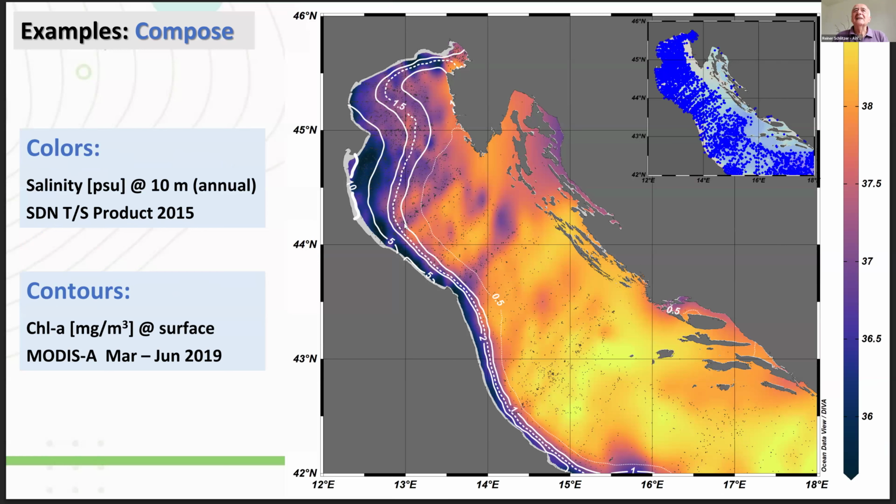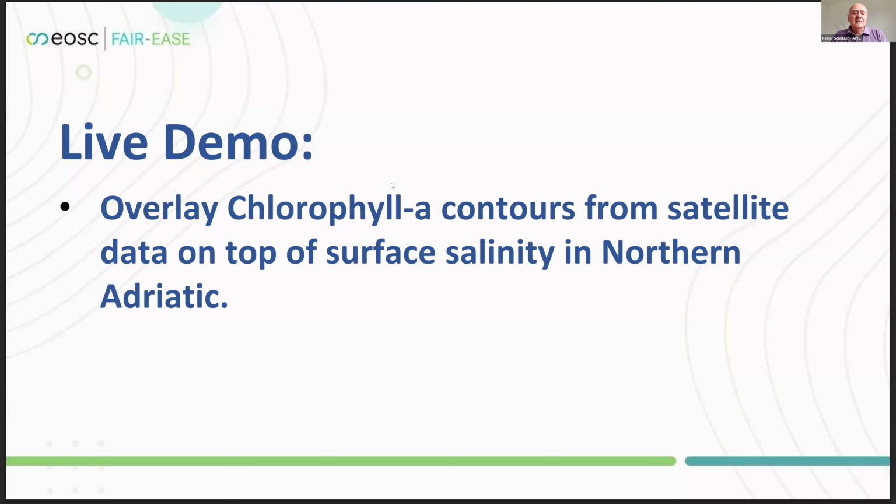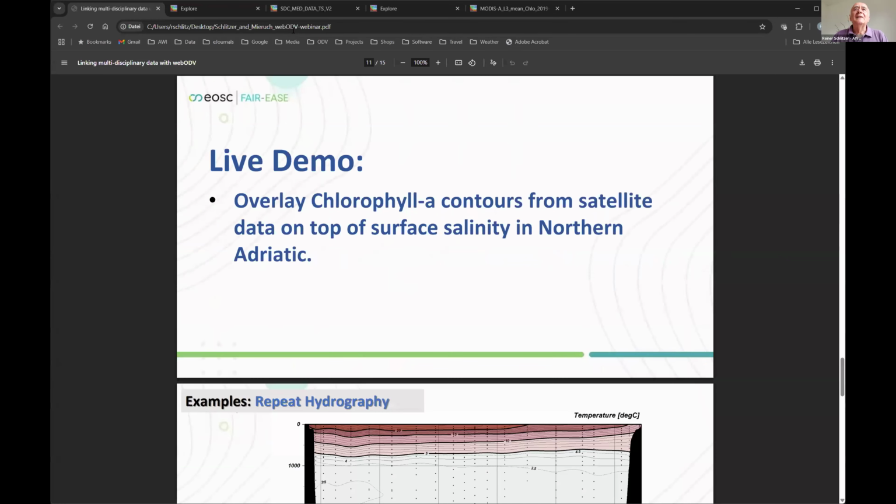And as a second example, I want to come back to this salinity chlorophyll issue in the Northern Adriatic. And I want to quickly show how we can obtain this image where now the chlorophyll contours coming from satellite data are superimposed on the color image showing salinity, similar to what we have actively produced just a minute ago. And that takes me to the second live demo.